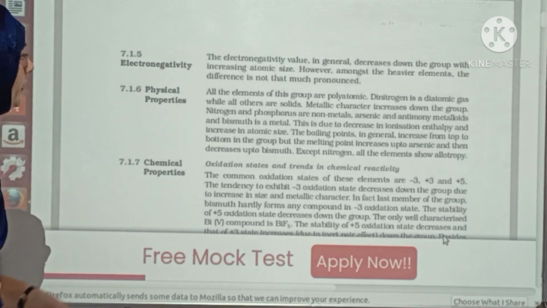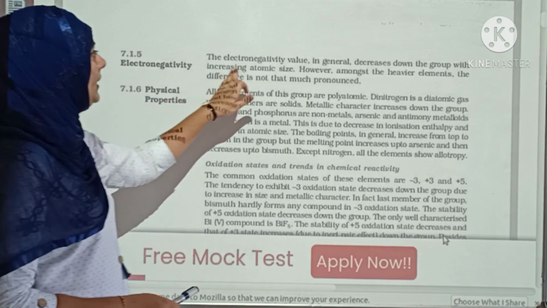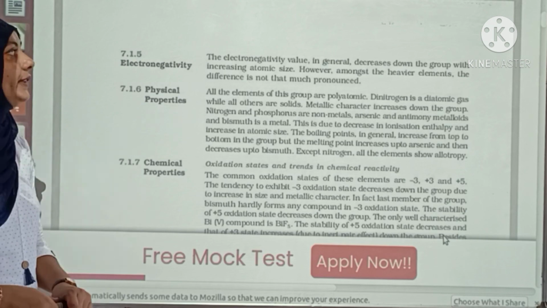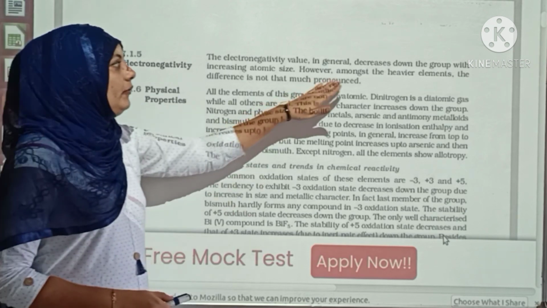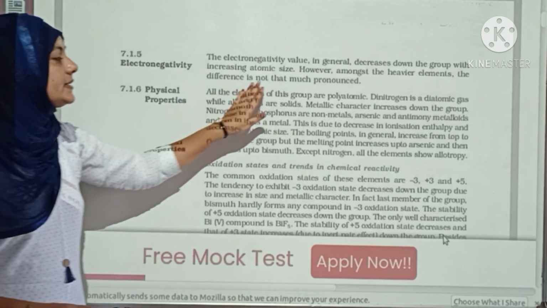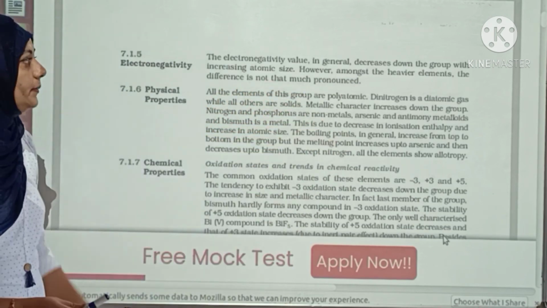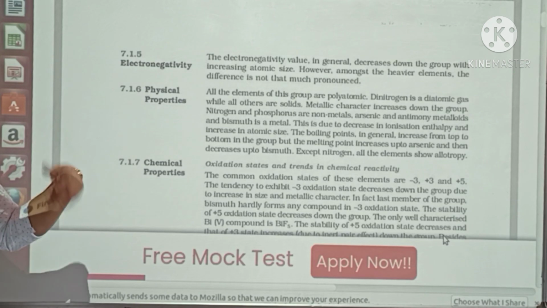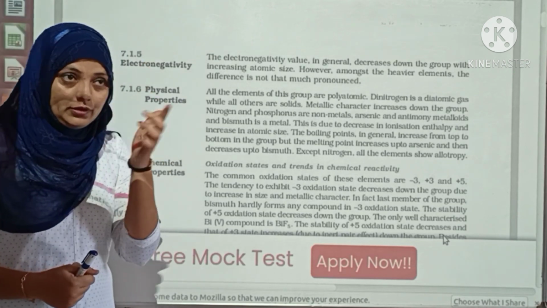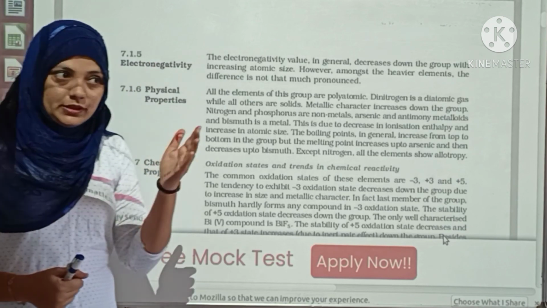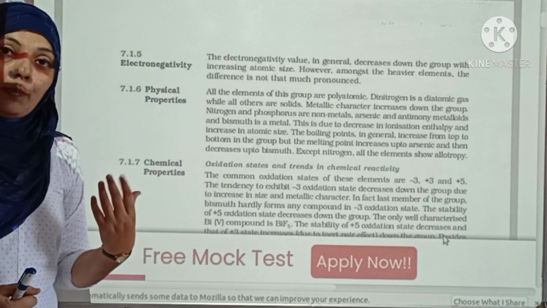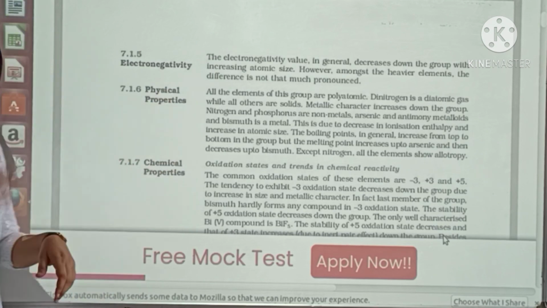Electronegativity. Dear student, if we talk about electronegativity, the value in general decreases down the group with increasing atomic size. However, among the heavier elements, the difference is not that pronounced. Is it clear? Electronegativity is the tendency to pull the electrons towards itself. That is generally decreasing down the group, because when you move from top to bottom, it goes with the metallic character. Metals cannot pull the electrons towards themselves. It's a property of the non-metals. That's why it is decreasing.